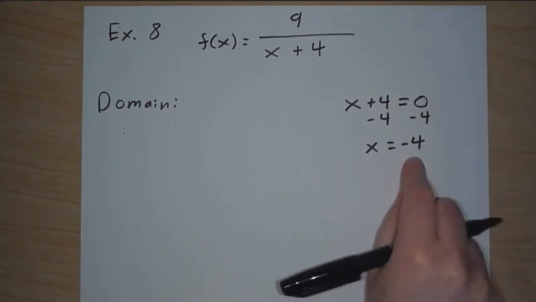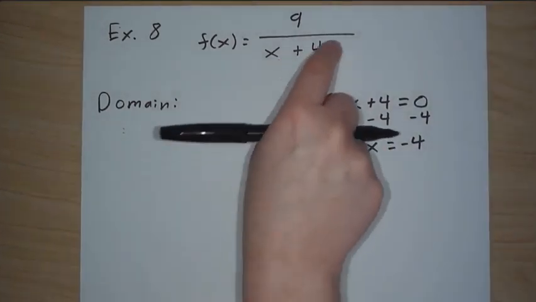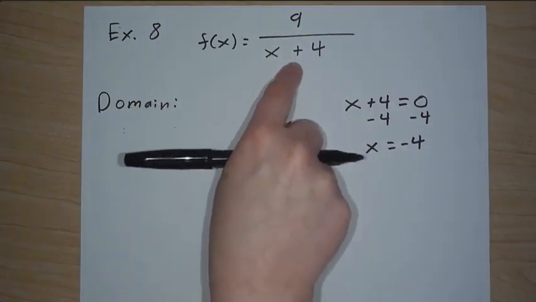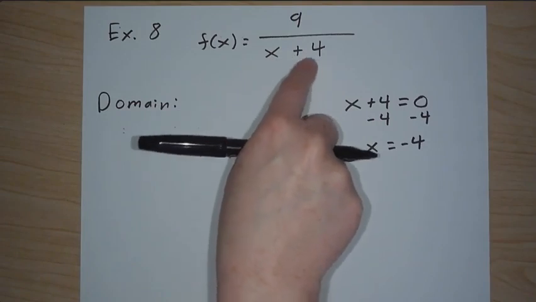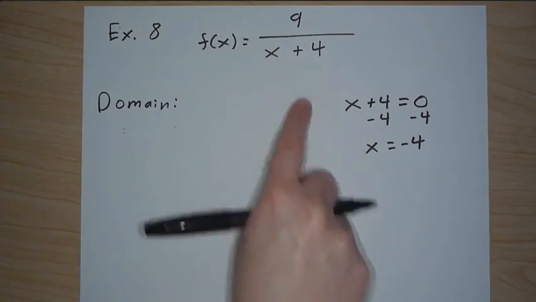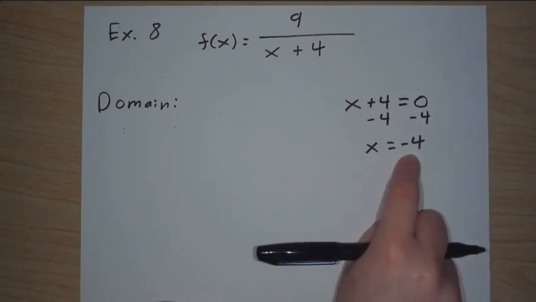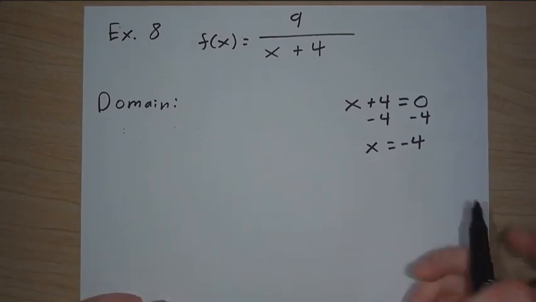So when x is equal to negative 4, that means that in our function, we'll have 9 divided by negative 4 plus 4, which would be 0 in that case. And we can't have that. In other words, our domain consists of everything except for x equals negative 4.